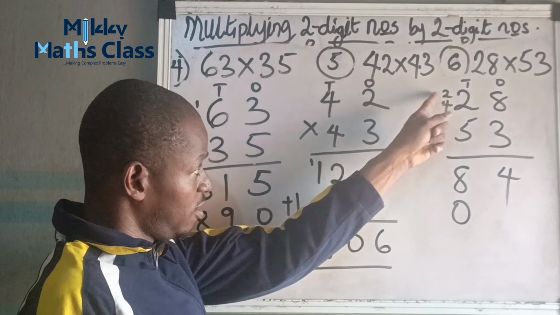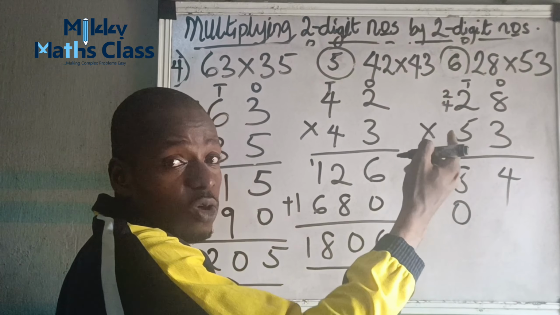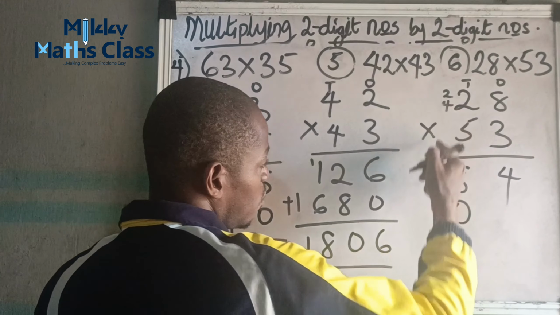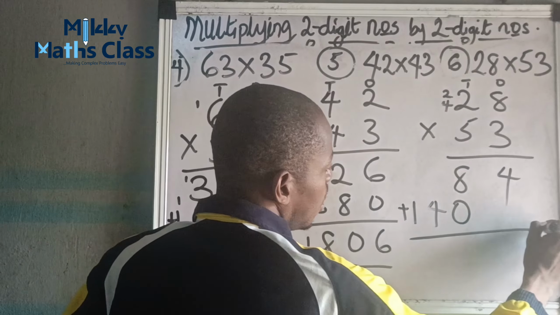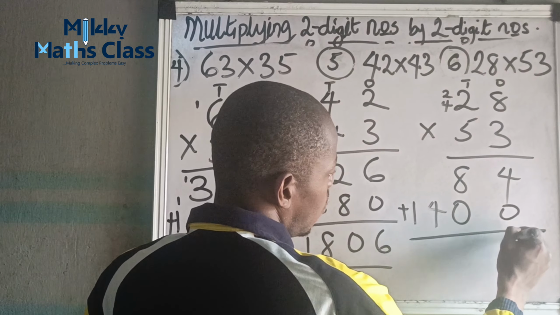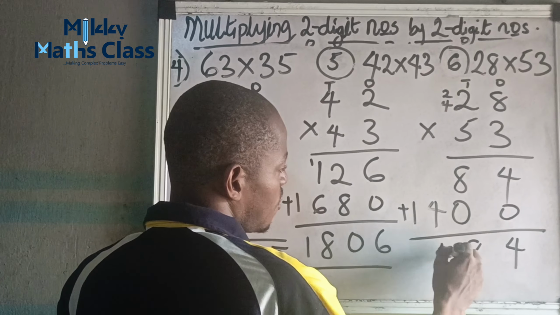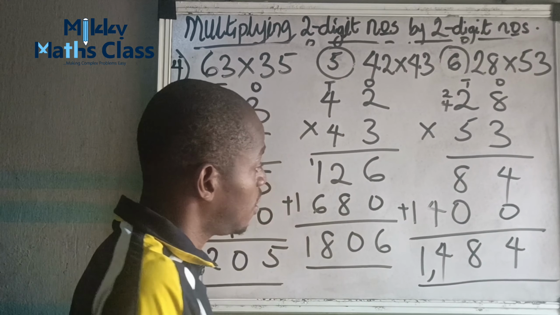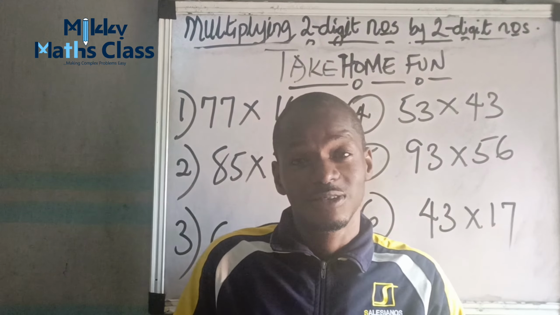Or you clean this one and put the 4 there, so that when you multiply the last one, you will not be confused. 5 times 2, that's 10. Plus this 4, that's 14. So you put your 4 and 1. Let's add. So this is 4. 8 plus 0, that's 8. And you have our 4 here. And you have our 1. So that's 1,484.